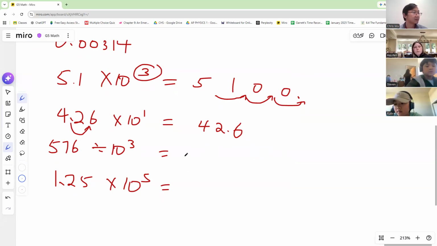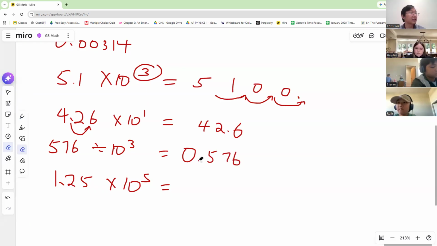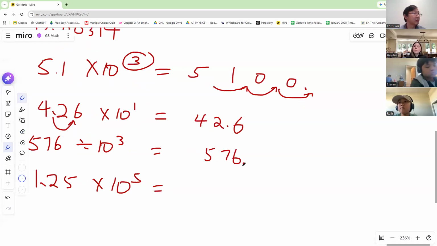0.576. Yeah, 0.576. That is correct because we started having the decimal over here and we're gonna move it 1, 2, 3. So the decimal should be right here.